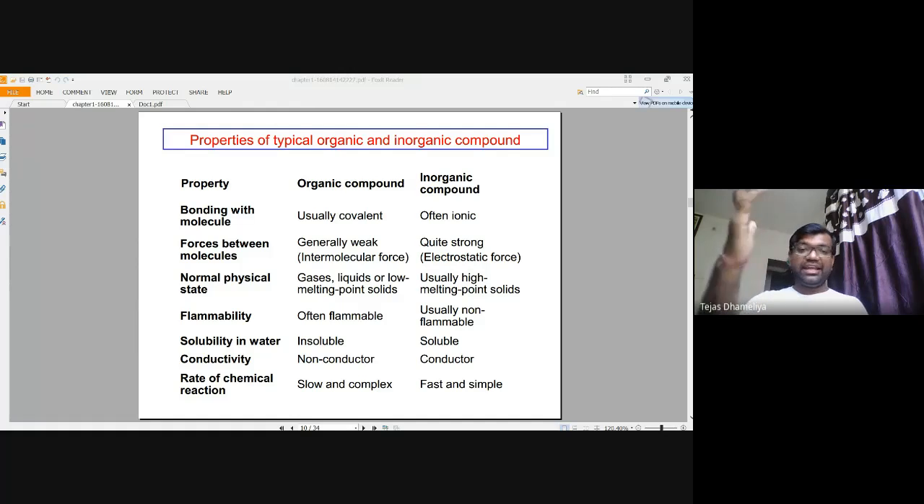Flammability. Organic compounds can catch fire immediately, such as petrol and petroleum products. You are aware about this. Petrol, diesel, kerosene, so they are also organic compounds. Where do we get them from? They are petroleum products. And where do petroleum products come from? From the depth of the earth.